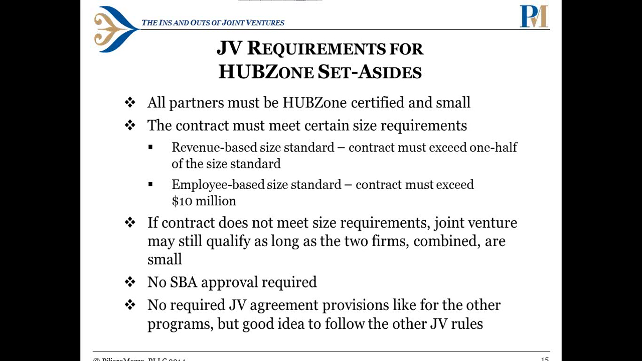So, we talked about for 8A, you could have another small business or maybe your large business mentor. It's basically the same for SDVOSB. But for HUBZONE, both companies in the joint venture have to be HUBZONE certified. For that reason, I think primarily that reason, we tend to see less HUBZONE joint ventures than we see for the other programs. So the requirements basically are that you're HUBZONE, that you're small, and similar to SDVOSB, you do not need to get SBA approval for the joint venture before you submit your proposal.